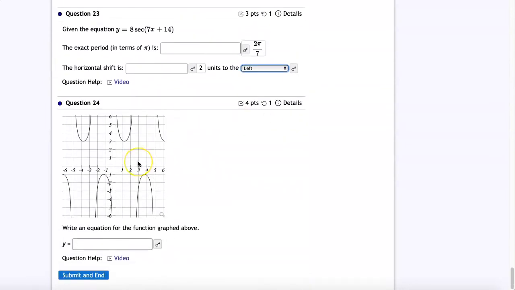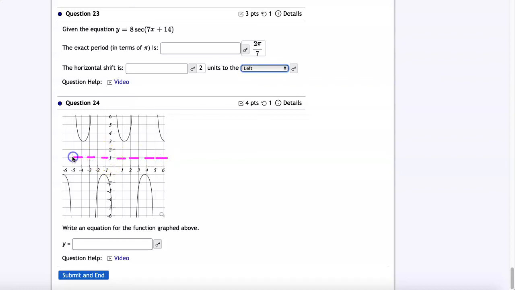Number 24, though, we've got to figure out the equation, and figuring out the equation, those can be the tougher problems. So what I would say is, try to figure out, first of all, where the midline is. The lowest point here is -1. The highest point is 3. So halfway between -1 and 3 is 1. So I have a midline up at +1.